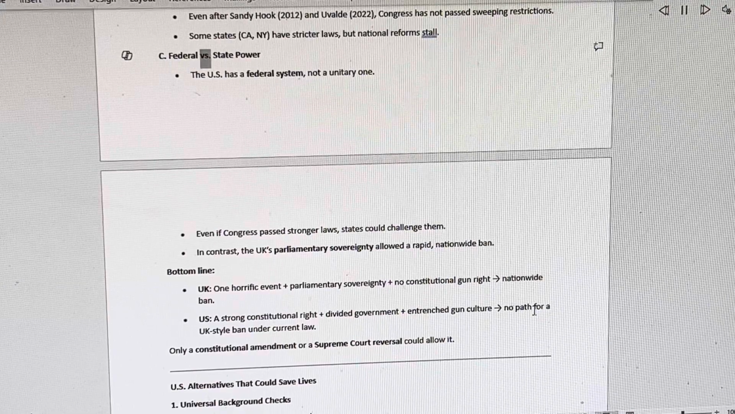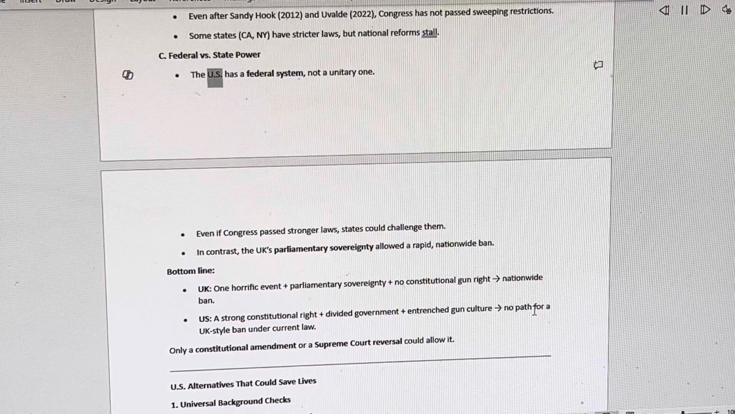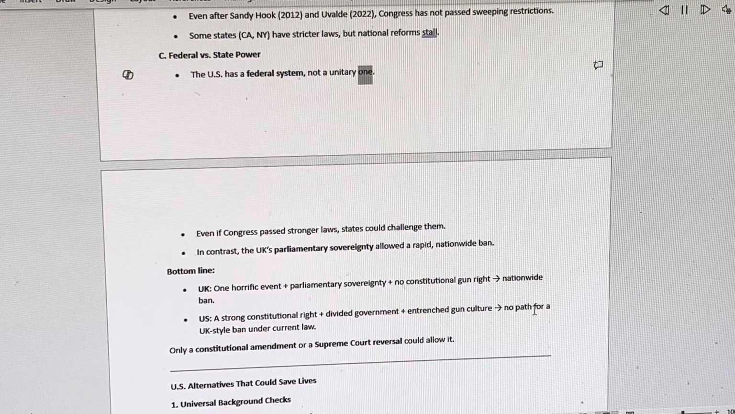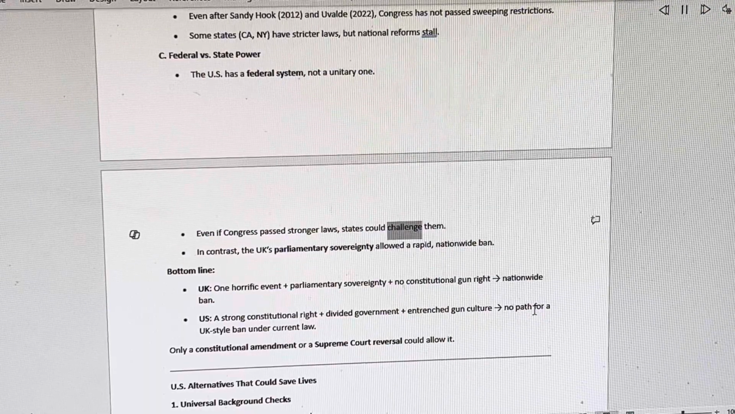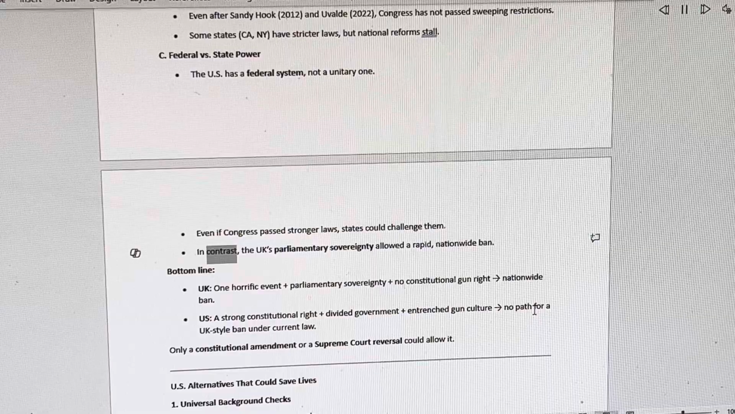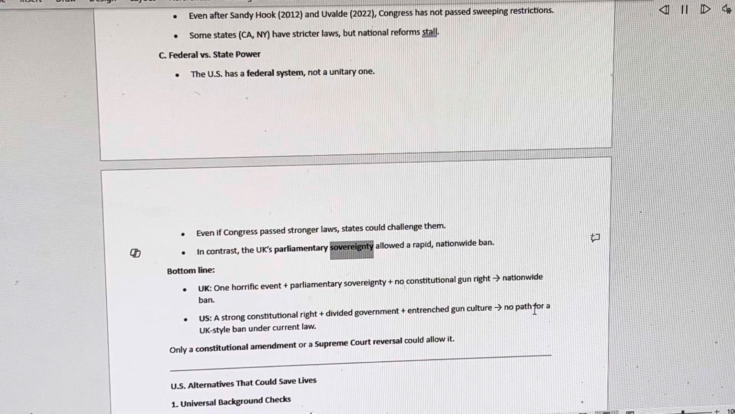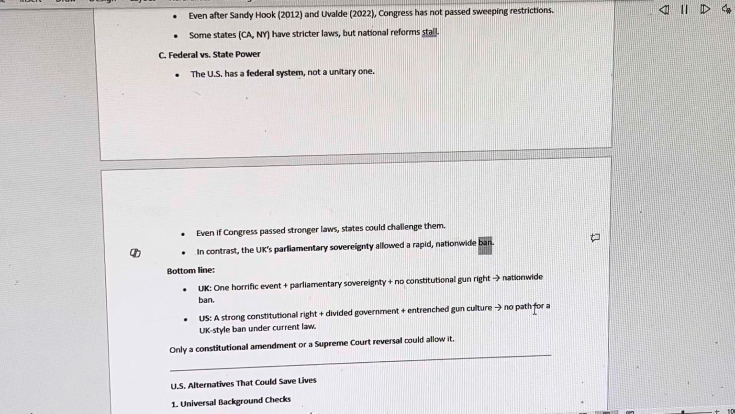C. Federal versus state power. The US has a federal system, not a unitary one. Even if Congress passed stronger laws, states could challenge them. In contrast, the UK's parliamentary sovereignty allowed a rapid, nationwide ban.